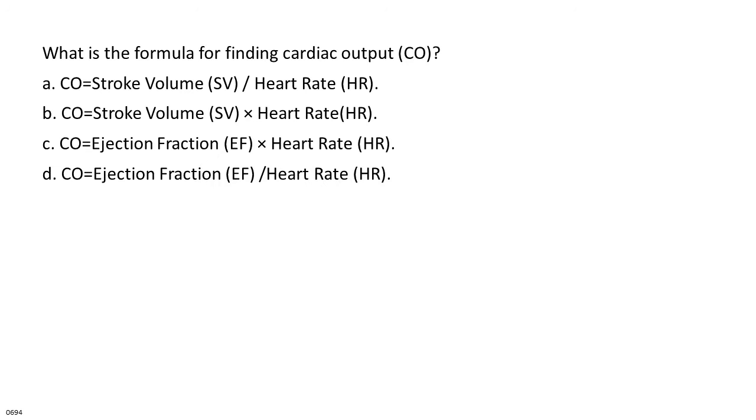What is the formula for finding cardiac output, CO? A. Cardiac output equals stroke volume divided by heart rate. B. Cardiac output equals stroke volume multiplied by heart rate. C. Cardiac output equals ejection fraction multiplied by heart rate. D. Cardiac output equals ejection fraction divided by heart rate.